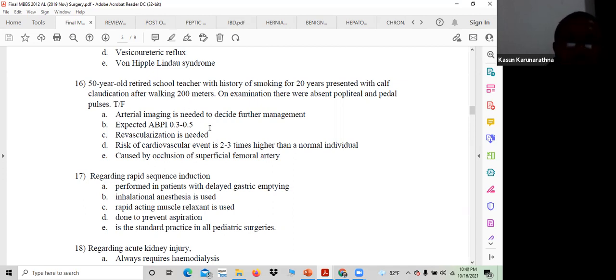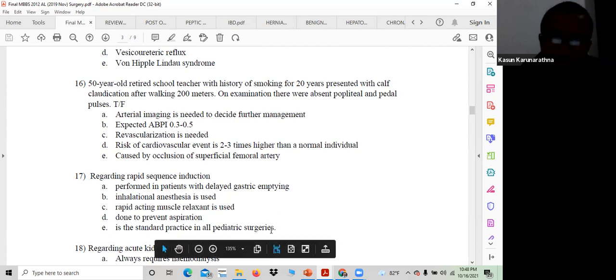Is revascularization needed? Intervention with revascularization is indicated if the patient is having critical limb ischemia or disabling claudication. Here the patient is in a marginal state.